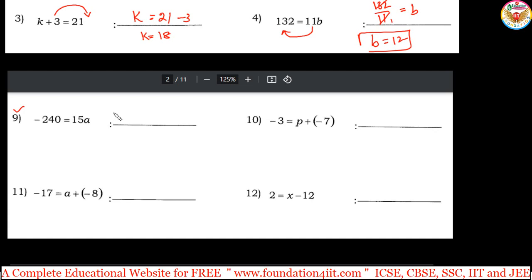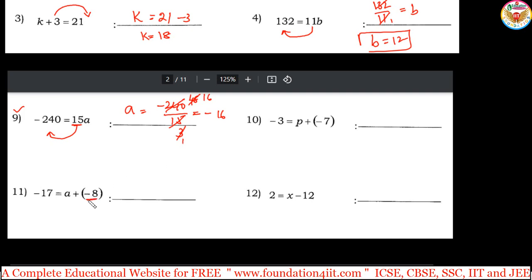Okay, see the 9th one. Minus 240 is equal to 15a. That means negative 240, but 15 is multiplying with a, so it will be divided. Then finally a is equal to minus 240 divided by 15. Minus divided by plus is minus. 240 divided by 15, you can do the cancelling method. 5 3s are 15, 5 4s are 20, 5 48s are 240, so 48 by 3, 3 times 16 is 48. So minus 16.